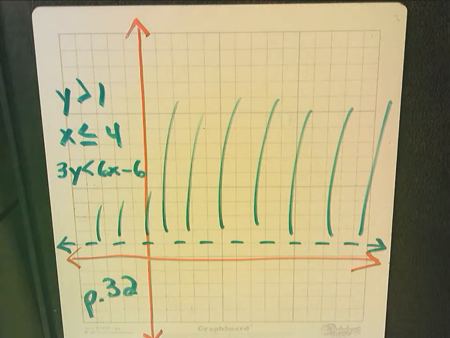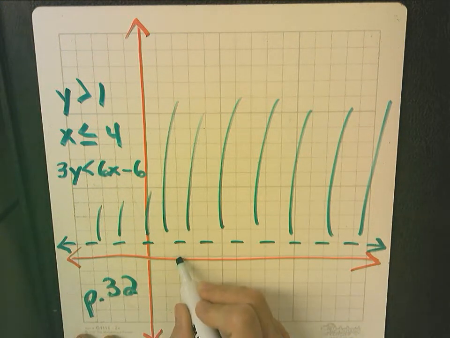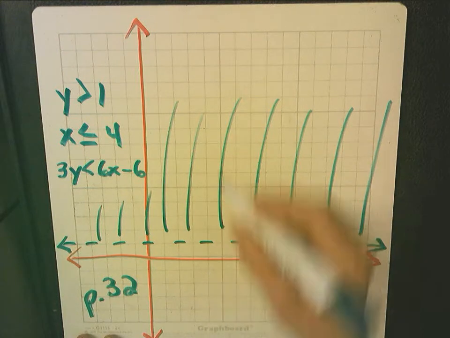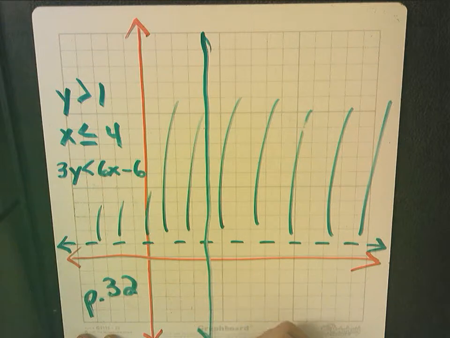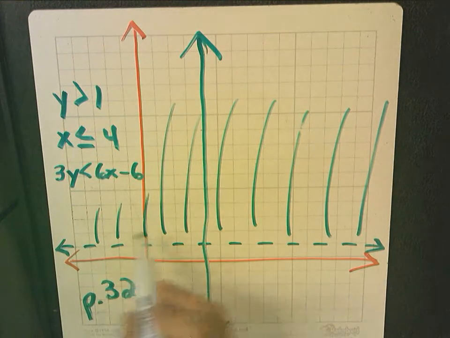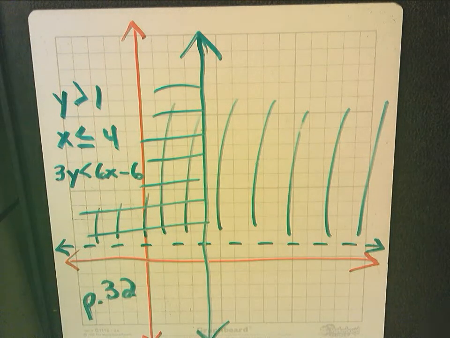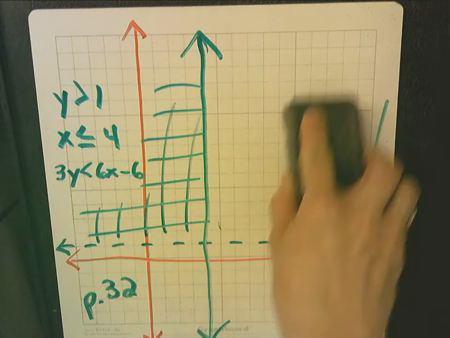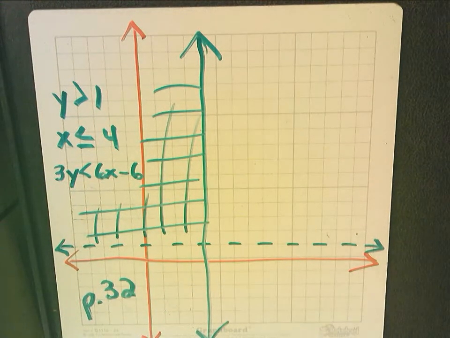Okay? Now I'm going to graph x is less than or equal to 4. So that's a vertical line. I go 1, 2, 3, 4. I'm going to make a solid line because it has less than or equal to, and less than is going to be this direction. You don't have to do this, but I'm going to go ahead and erase this because they didn't overlap. So this is not going to be part of my solution.